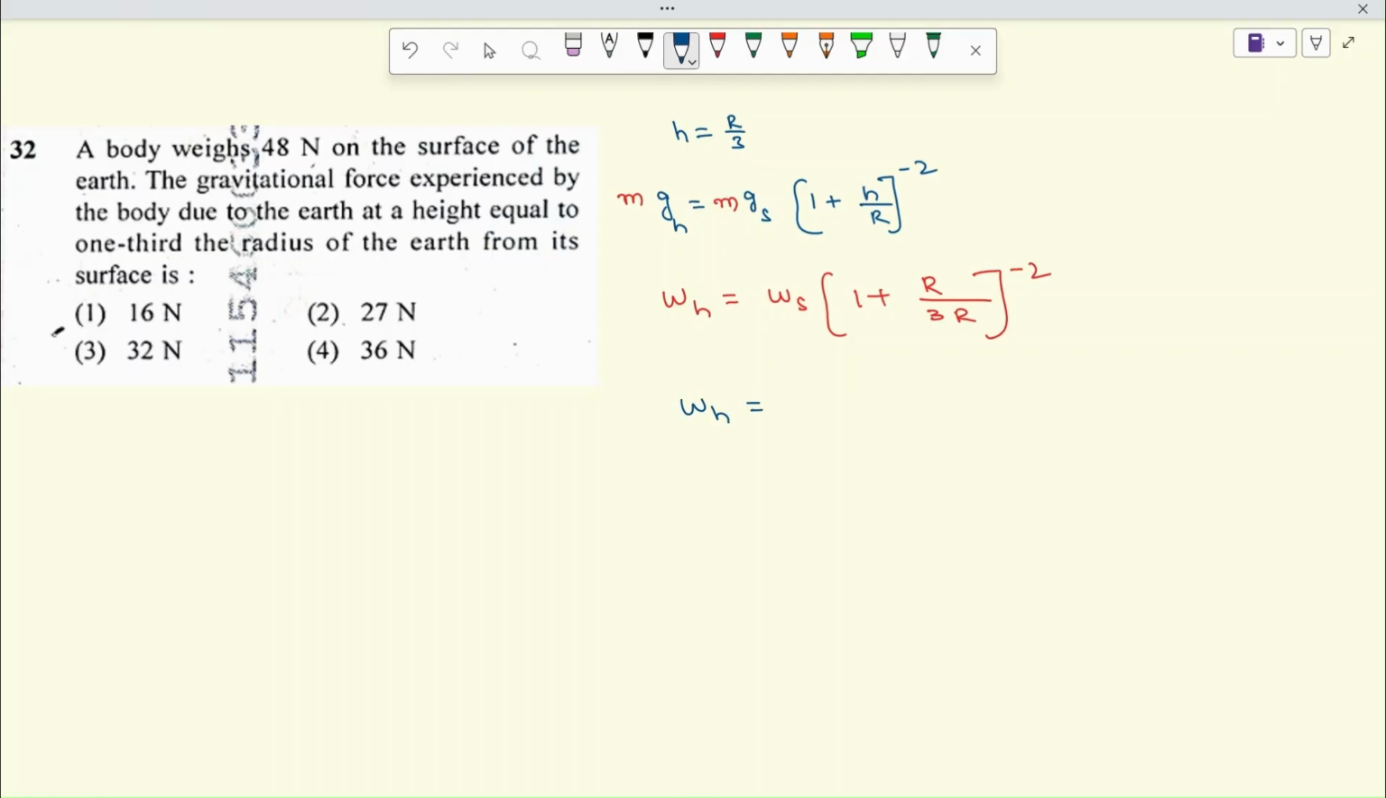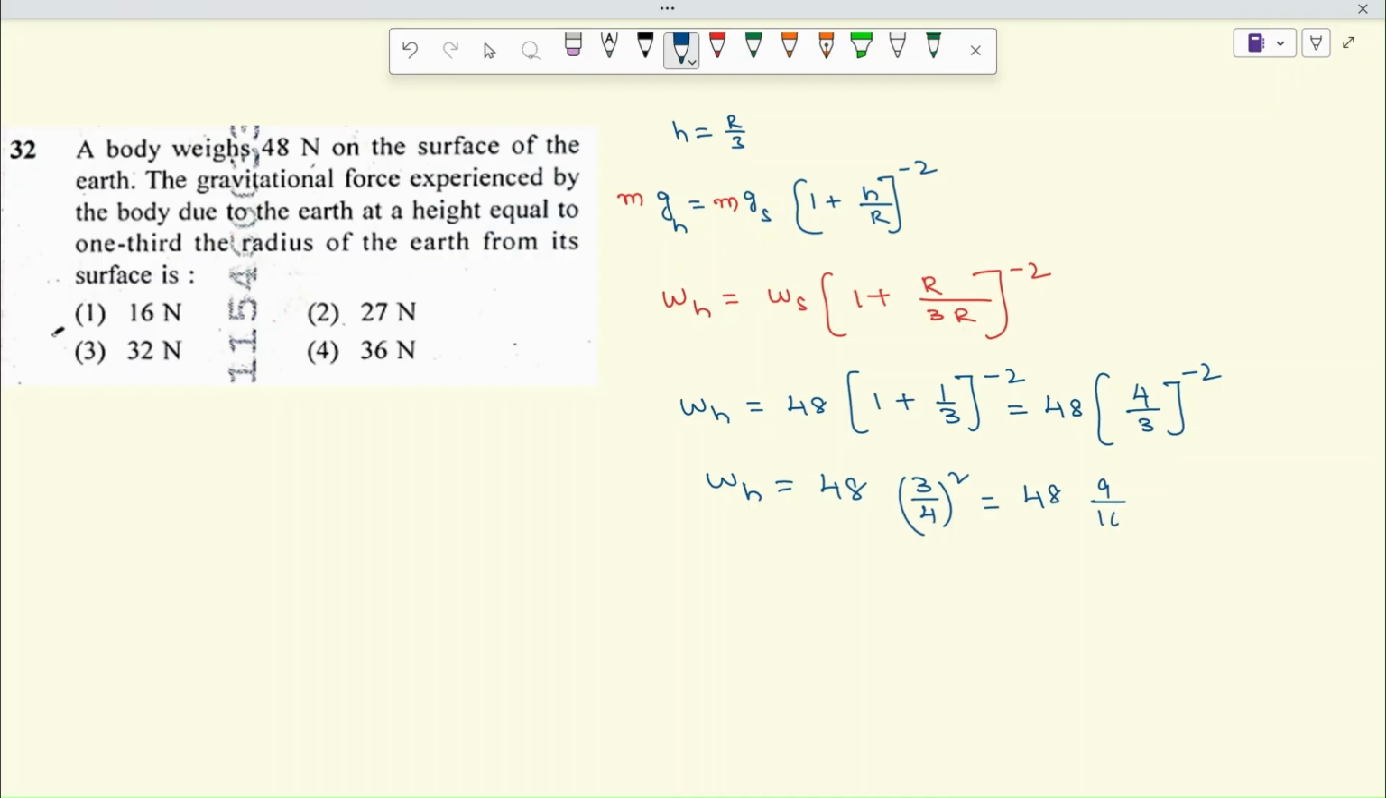Weight at the given height is equal to surface weight, given as 48, into 1 plus 1 by 3 power minus 2, which is 48 into 1 plus 1 by 3 is 4 by 3 power minus 2. You can reverse the fraction since there is negative power. So 48 into 3 by 4 square, that is 48 into 9 by 16, which is 27. So answer is 27 Newton. Option 2.